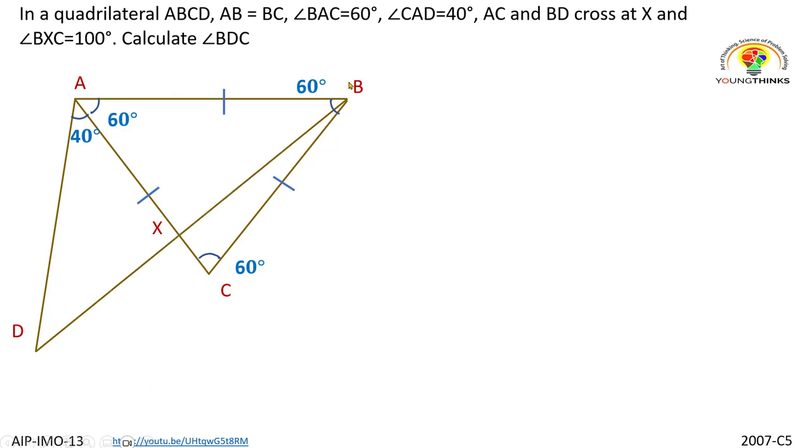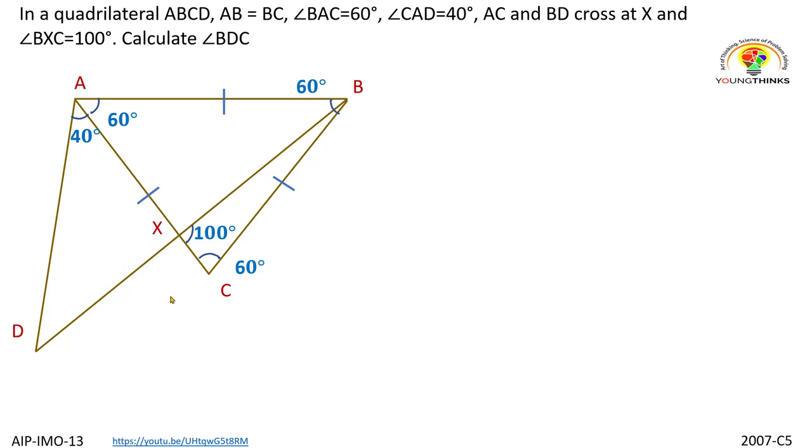If I connect D and B, the intersection point is called X. AC and BD cross at X. BXC is already given as 100 degree. You need to calculate the value of angle BDC.